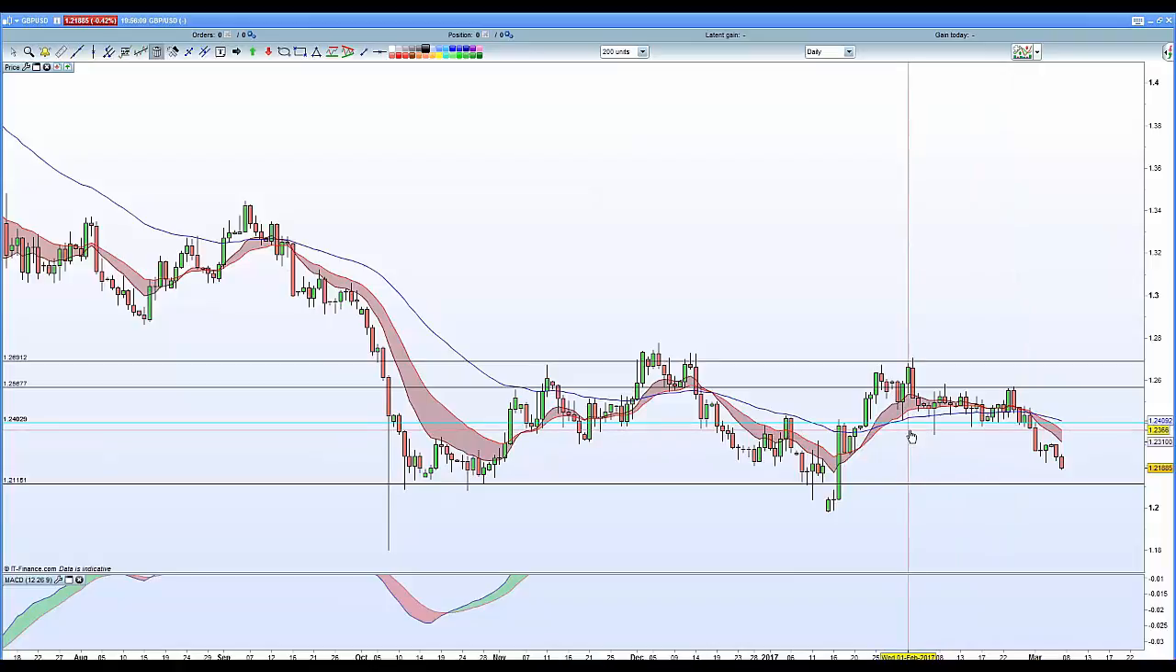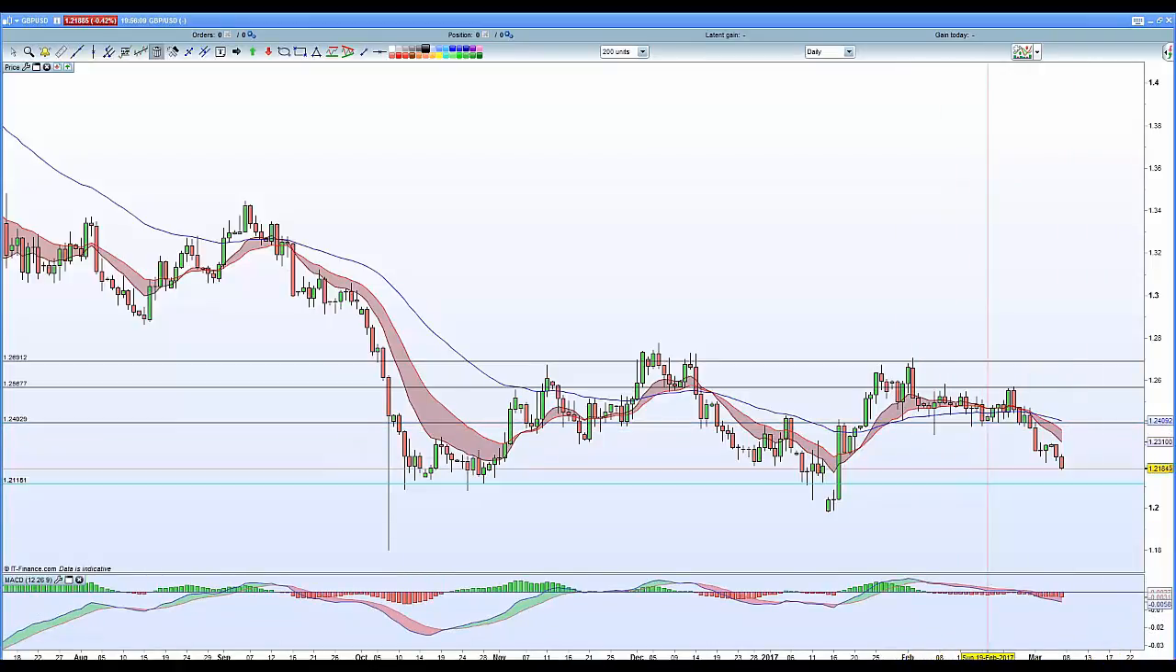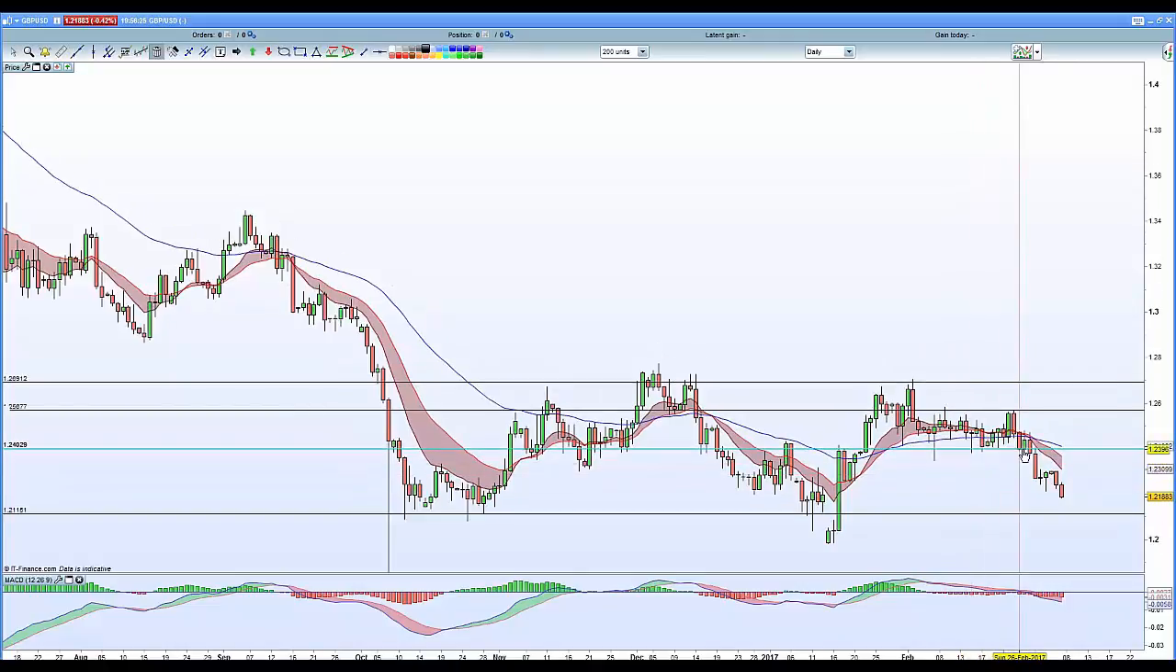For me, 1.24 was a key level. When 1.24 broke, I think I mentioned this in my previous webinar, it's a sign that the bears might push it downwards towards the 1.2140 or so.